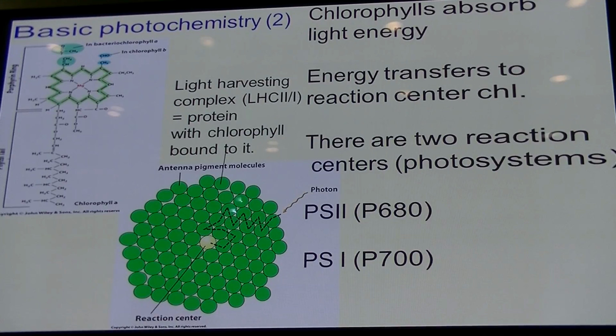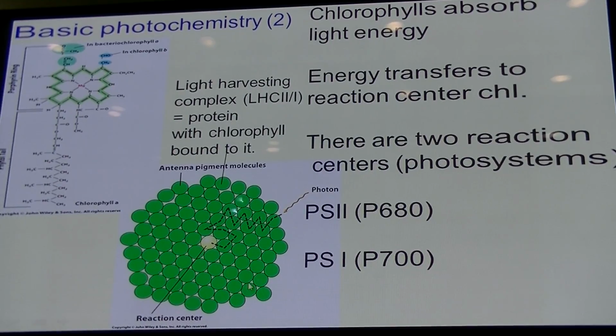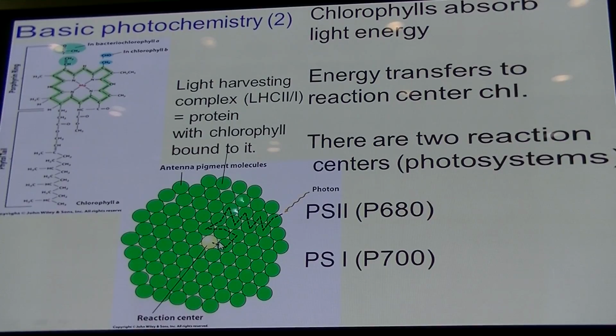It's not really one chlorophyll getting excited, emitting light, and another chlorophyll absorbing it. It's direct transfer of that energy from one chlorophyll to the other. And that means that each reaction center has access to a large surface area for absorbing light energy, photons. Now there are two reaction centers, which we call photosystem 2 and photosystem 1.